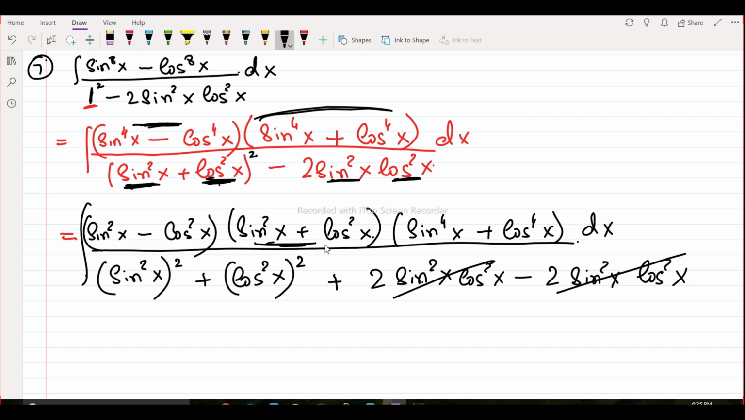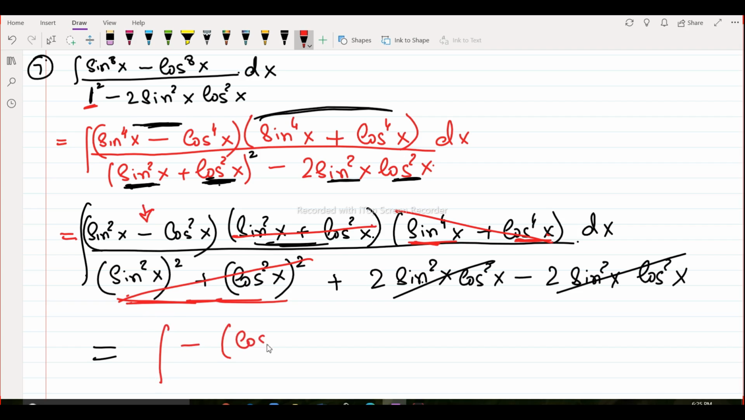Now this is 1, and if you watch carefully, this is sine raised to 4 plus cos raised to 4, and this is also sine raised to 4 plus cos raised to 4. So this entire thing gets cancelled now, and this is 1, so this also actually goes. The only thing left now is this sine square minus cos square. So I can write this as minus cos square x minus sine square x dx.